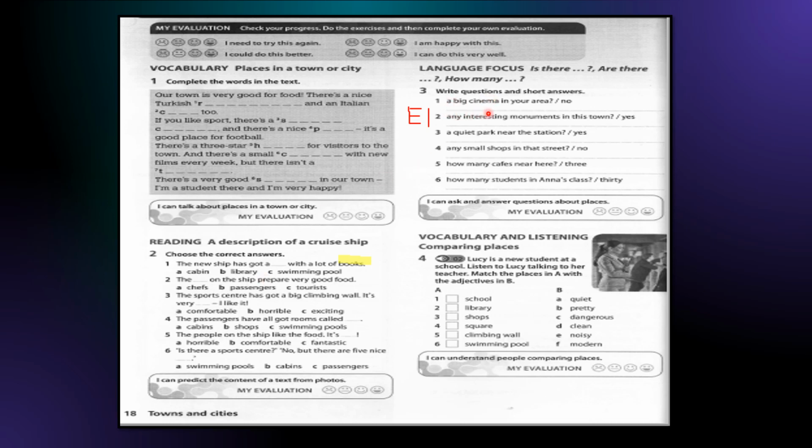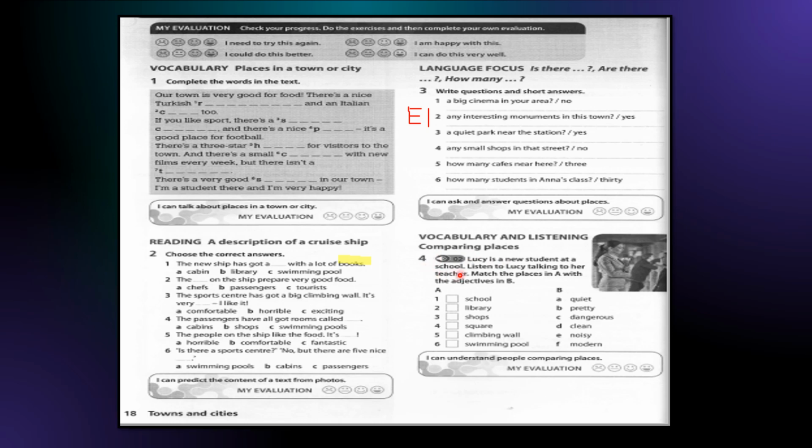So number 1, a big cinema in your area? No. So what question can we make from it? Yes. Is there a big cinema in your area? No, it isn't. Okay, let's write like that. Number 2, any interesting monuments in town? Yes. Is there any interesting monuments in this town? Yes, there is.